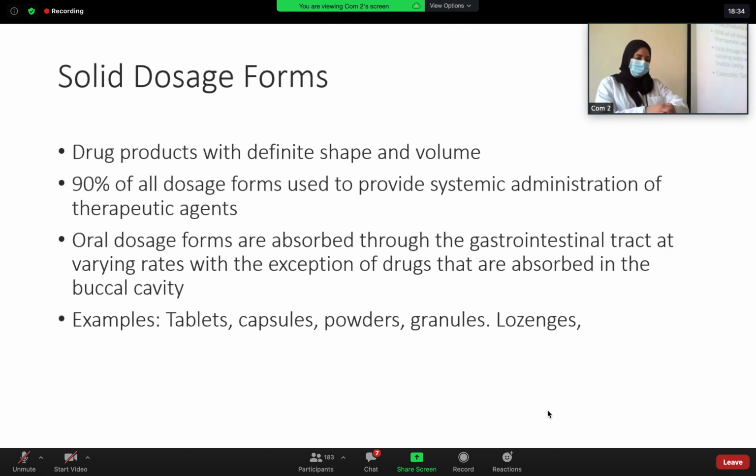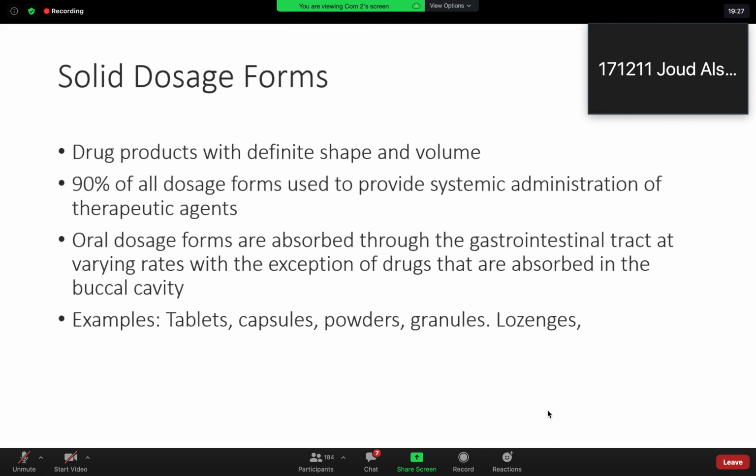Okay, so we'll start with the solid dosage form. Basically, those products are provided with a definite shape and size. You can define that tablet from its size. This is oval, this is round, this is rectangular, and so on. And they have a definite size as well, so it's measurable by volume. 90% of all dosage forms that are provided as a solid dosage form are being used for systemic administration, which is the oral dosage forms, basically. The oral dosage forms are directly absorbed through the gastrointestinal tract at varying rates, and we'll mention how that happens, with the exception of the medications that are absorbed in the buccal cavity.